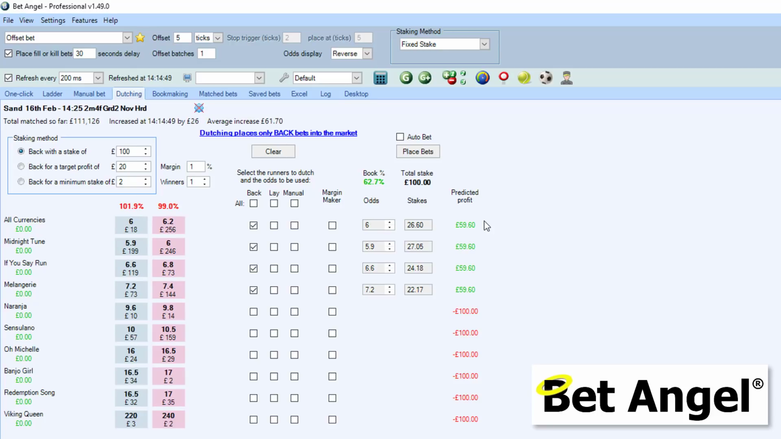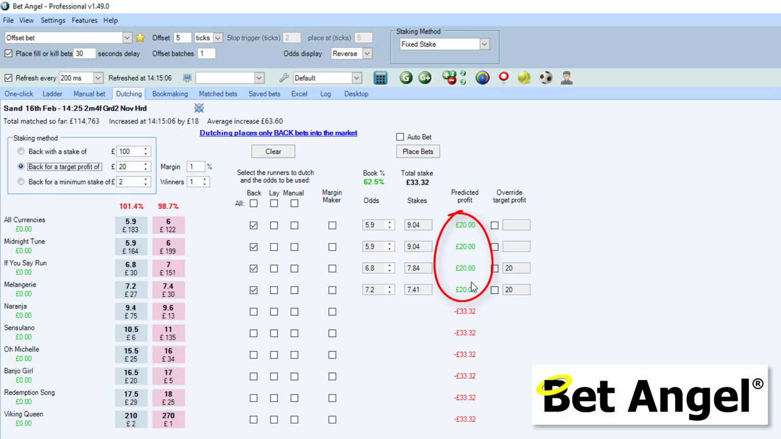However, with BetAngel, we've elevated it to new heights, because what you can also do is say, I want to win £20 if any of those front four go on to win. So you can see here it says back for a target profit of 20. If I just use that as the staking method, can you see what happens now? BetAngel has flipped the whole thing on its head. Rather than saying how much can I win if any of the front four go on to win this race, I've said I want to win £20 if any of these front four go on to win.